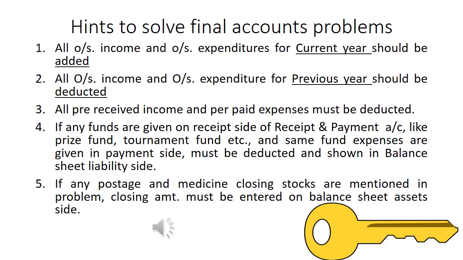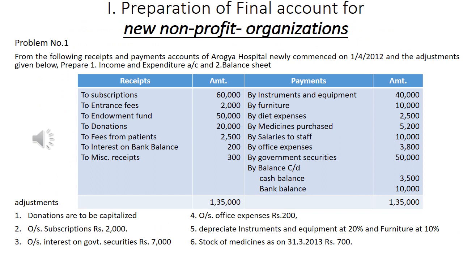Okay, those are the key things you have to follow at the time of preparing the final accounts. Here I have solved one simple problem on final accounts of a non-profit organization. Just go through this. In the next slide you will come to know how to solve the problem. I have solved the problem. From the following receipts and payment account of Arogya Hospital, newly commenced on 1/4/2012, and adjustments given below, prepare income and expenditure account and balance sheet.